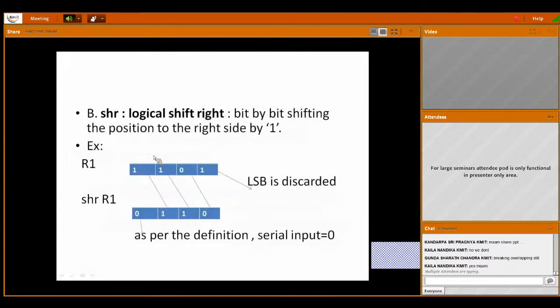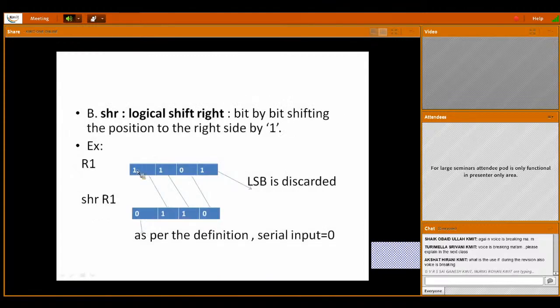For logical shift right, the shifting should start from this position. One by one you shift the bits. When you shift the bits one by one, you are left with this LSB position, which cannot be shifted anywhere. So simply discard this LSB, and you are left with the MSB position blank. According to the definition of this logic micro operation, transfer a serial input of 0 at this MSB position. In this way, you can implement logical shift left as well as logical shift right.